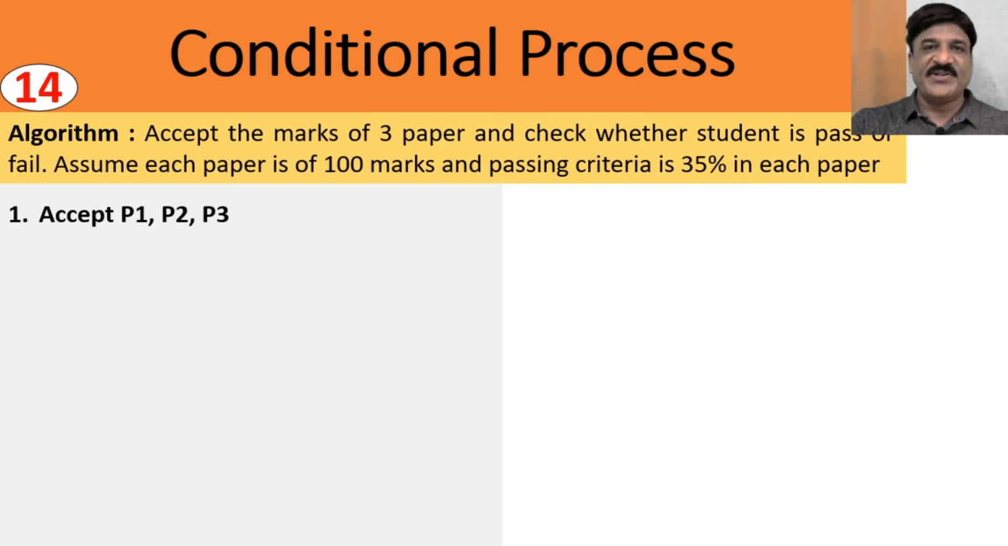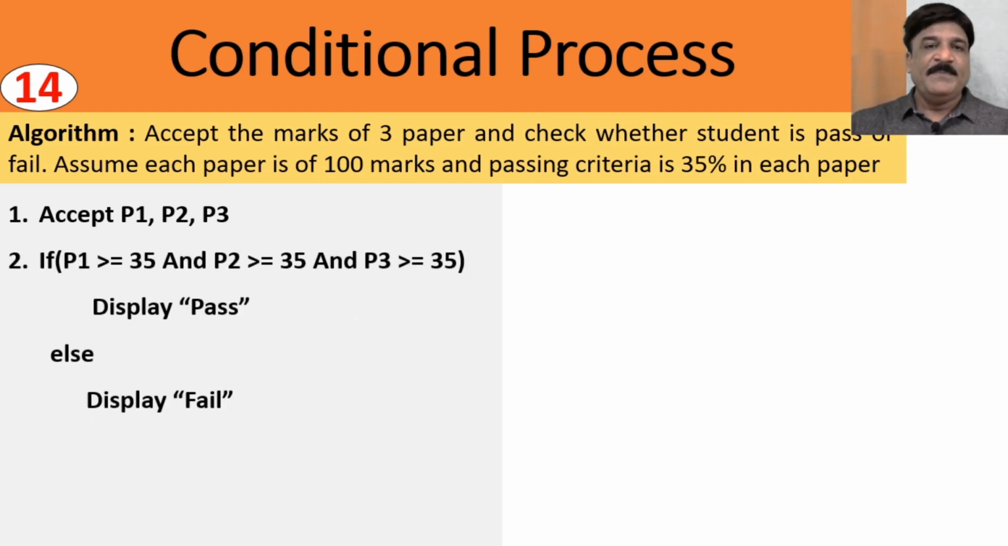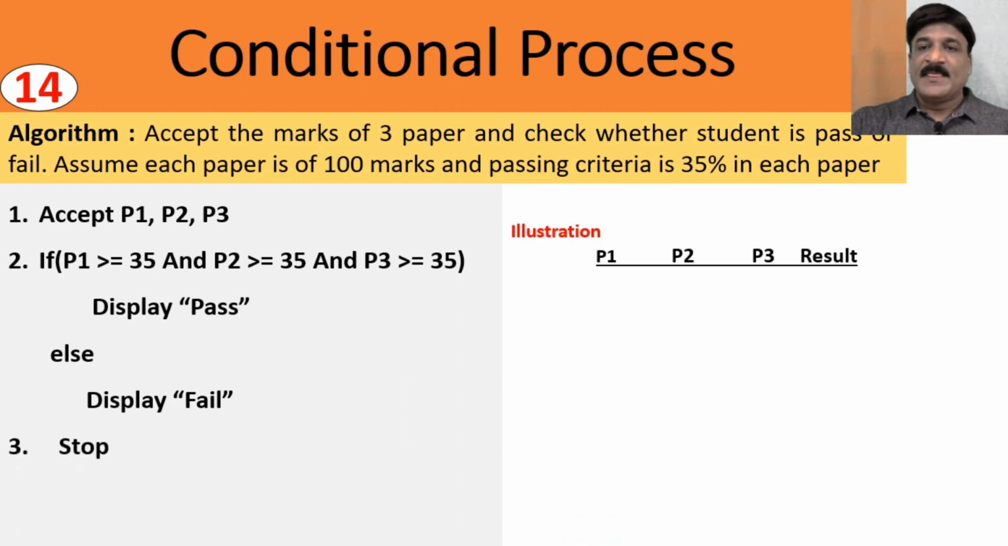Now, check the condition. If P1 is greater than 35, if P2 is greater than 35 and if P3 is greater than 35, it means the overall result is what? Pass. See, this condition is true, this condition is true, this condition is also true. So in that case, the result will be pass. And if any one of the conditions fails, then the result will be fail. Okay. So we can connect more than one condition using the logical AND or logical OR operator, no issue. Now take again sample data.